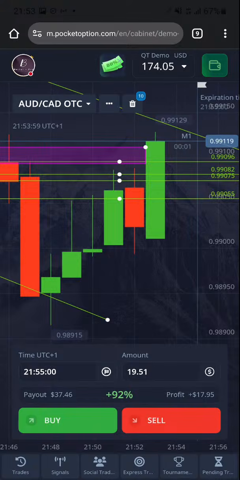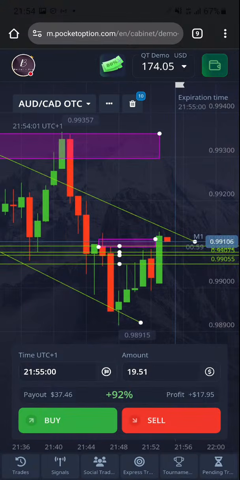If we have a gap up, we can go with the sellers here too. No, we don't have a gap up. We have a gap down, so we cannot take this trade.